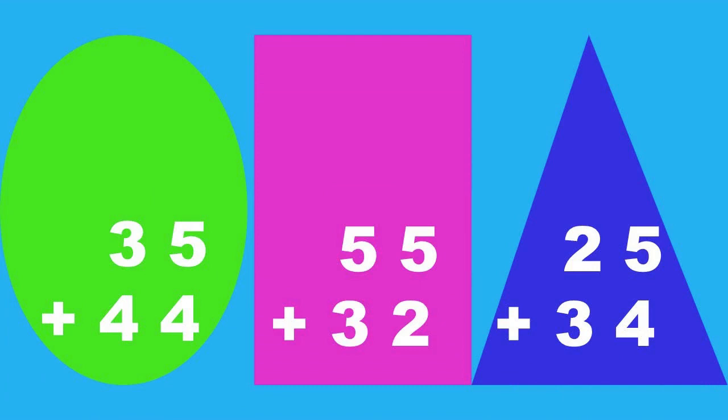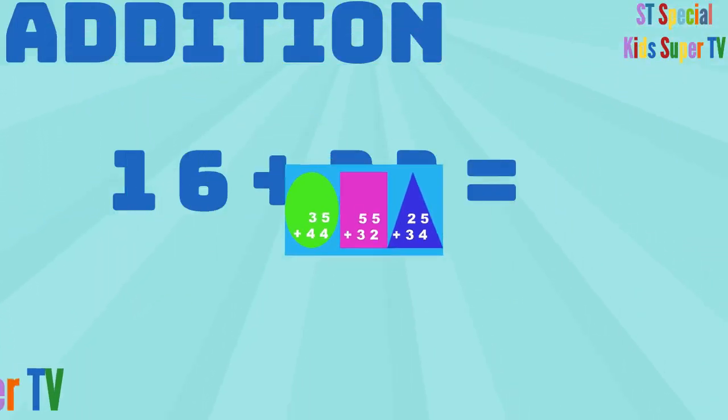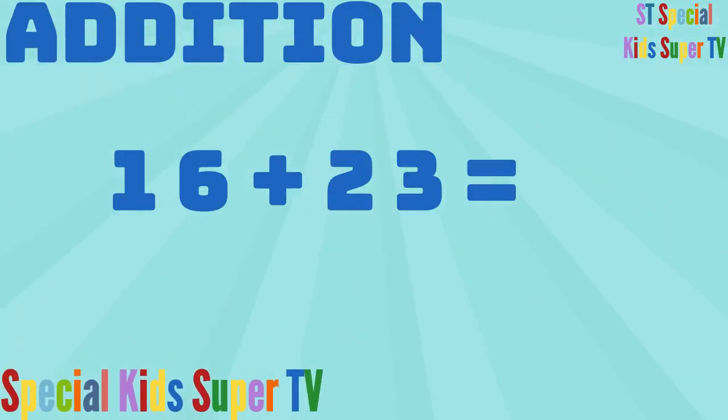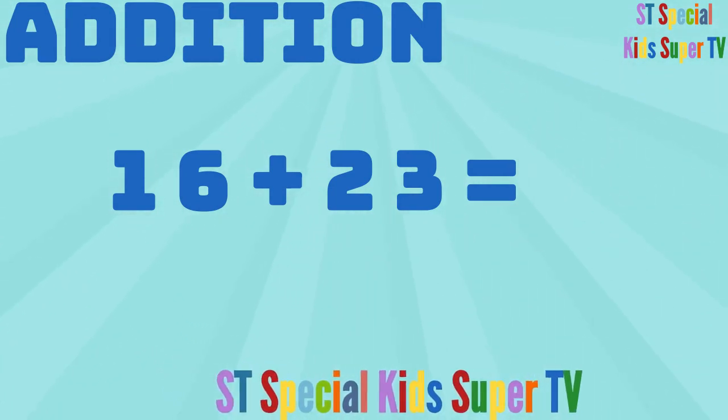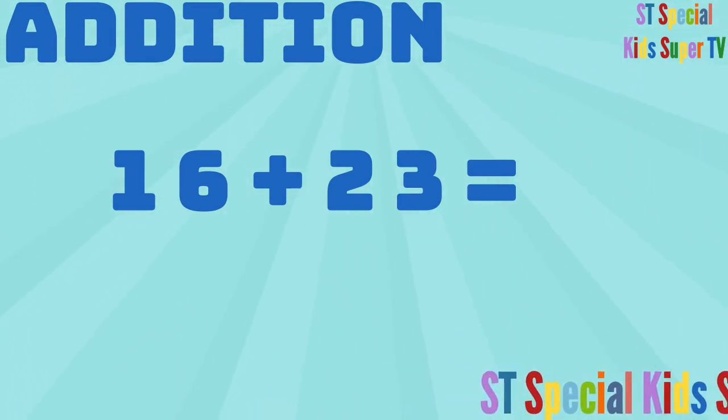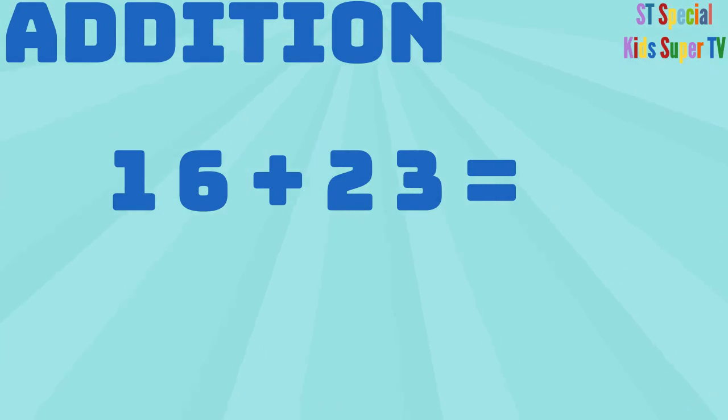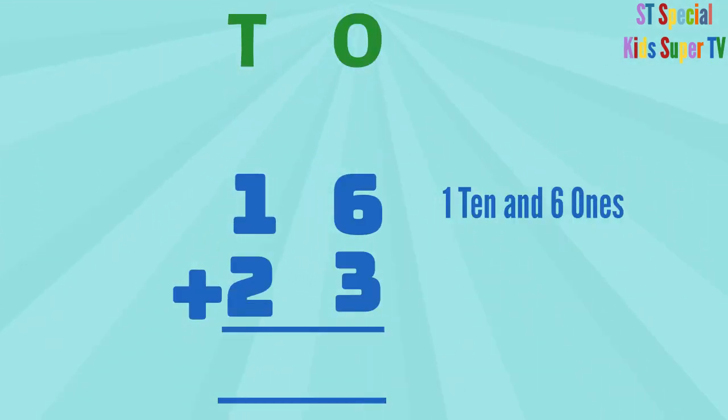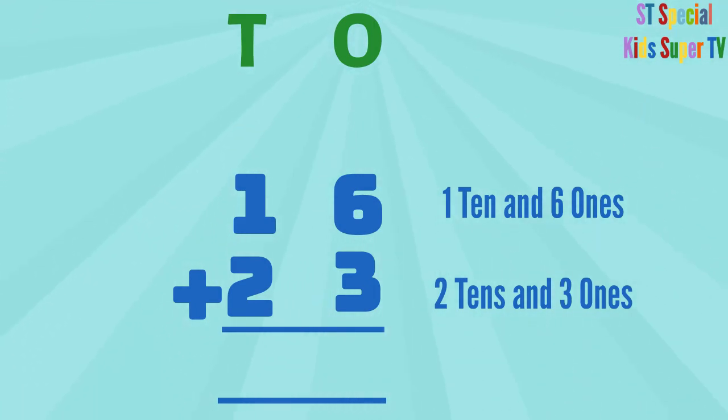Today, we are learning two-digit addition. Let's start by calculating 16 plus 23. 16 has 1 ten and 6 ones, while 23 has 2 tens and 3 ones.